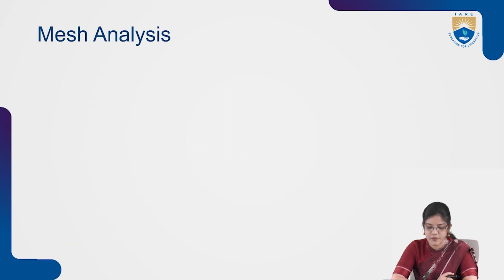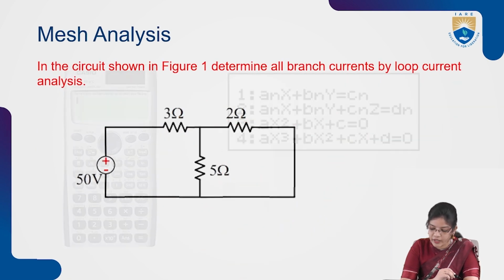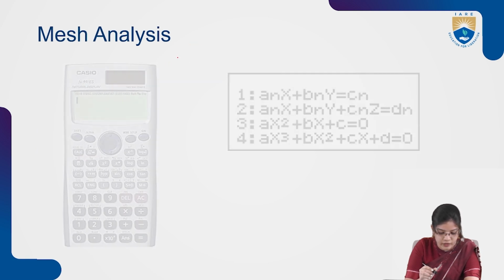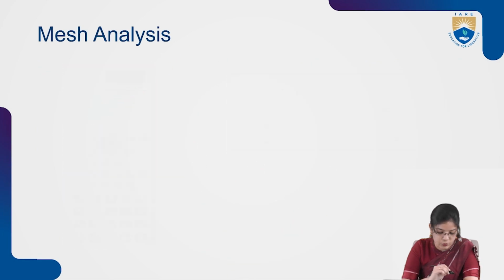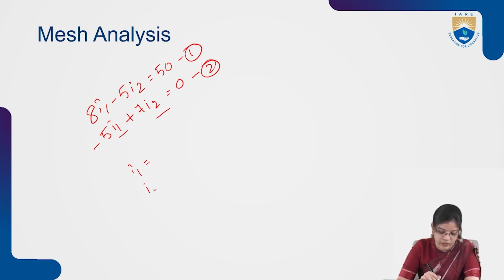So after substituting the values, the first equation will be 8I1 minus 5I2 equals 50. This will be equation 1. And if we go for equation 2, it is minus 5I1 plus 7I2 equals 0. This will be equation 2. Now from this we have to substitute the values of I1 and I2. So after substituting these values in the scientific calculator, we'll get the values of I1 and I2 as follows.